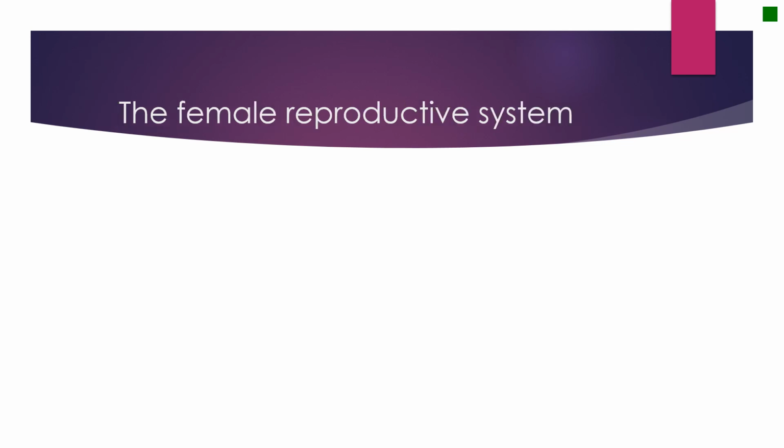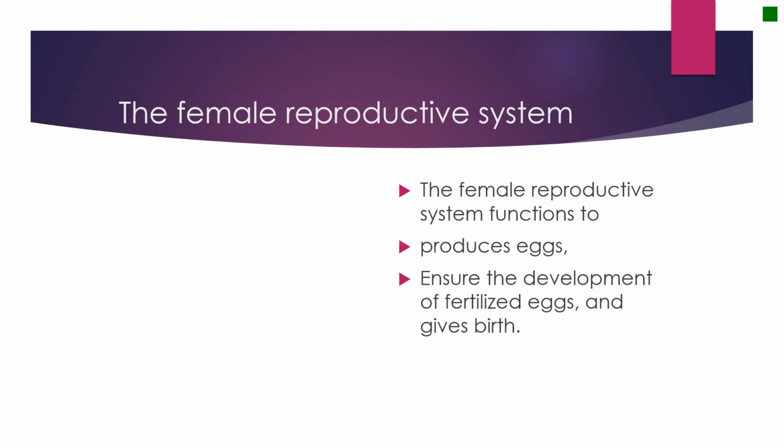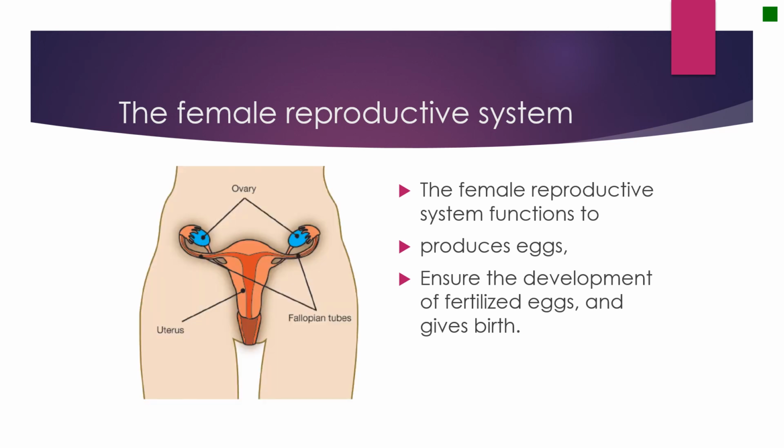That leads us to the female reproductive system, and the female reproductive system functions to produce eggs, ensure the development of fertilized eggs, and give birth. I don't know how many of you are UT fans out there, but I may be just about to ruin that symbol for you. Okay, so the female reproductive system consists of ovaries, fallopian tubes, and the uterus predominantly.